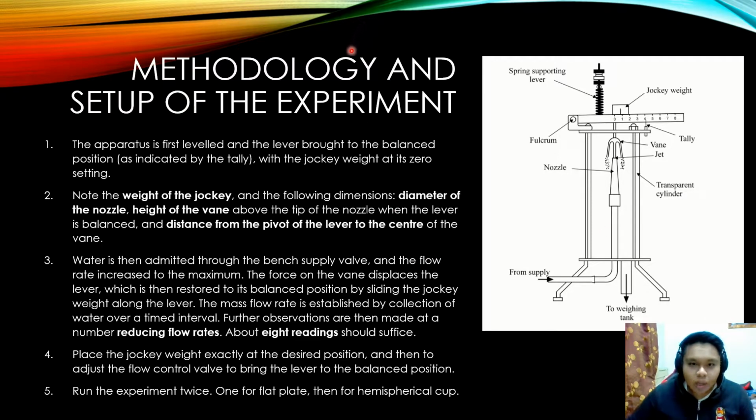Note that the best way to set the conditions for reduced flow rate is to place the jockey weight exactly at the desired position first, and then adjust the flow control valve to bring the lever to the balanced position. The condition of balance is thereby found without touching the lever, which is much easier than finding the point of balance by sliding the jockey weight. Moreover, the range of settings of the jockey position may be divided neatly into equal steps.